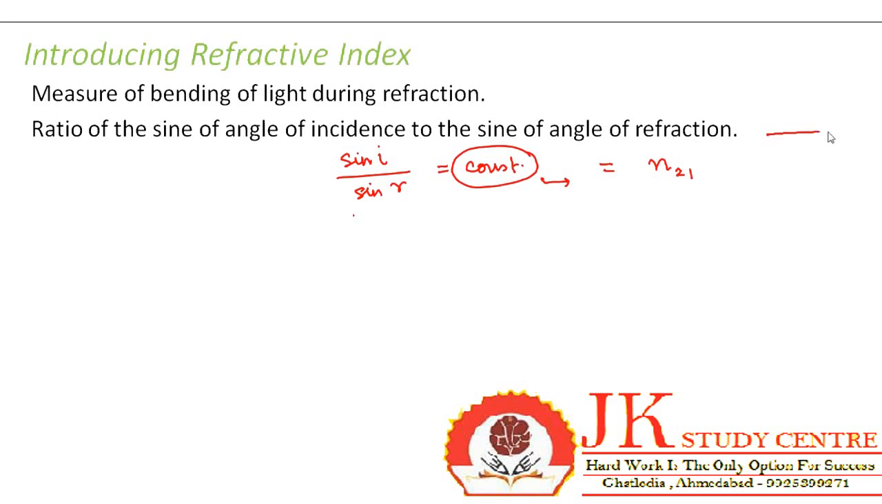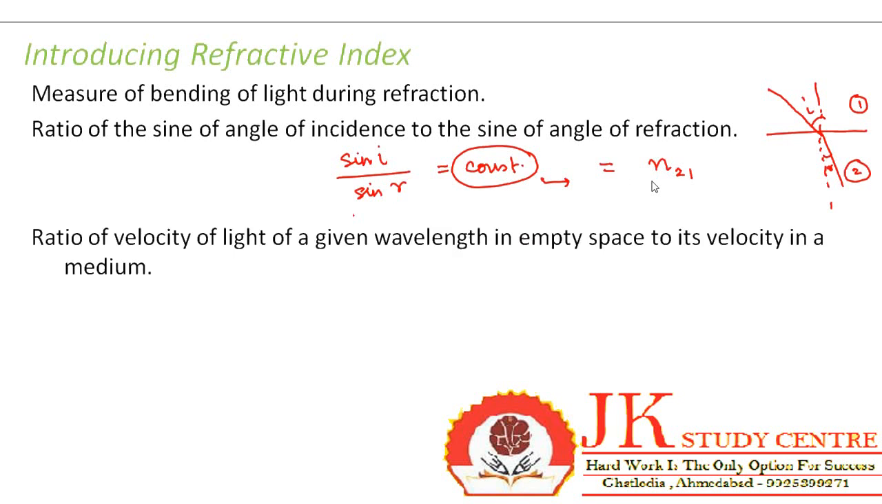Let us suppose this is medium 1 and this is medium 2. This is the normal to the medium. This is the ray of light. This is i and this is r. So we say that sin i by sin r is equal to n21, that is, the refractive index of medium 2 with respect to medium 1. So this is how we define the refractive index of a medium.